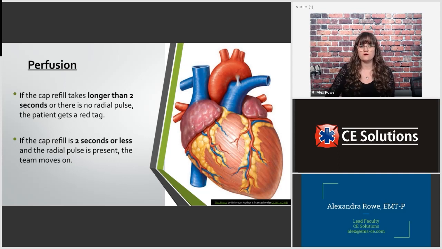Other things that can help you tell their perfusion status would be cap refill. It's not the most reliable tool, say for like elderly patients, but it is one of those things combined with other assessments that can determine their perfusion status. So if a cap refill takes longer than 2 seconds or there's no radial pulse, then the patient gets a red tag, right? Most likely in that patient, there's still a present carotid. If the cap refill is 2 seconds or less, there is a radial pulse, then we're going to move on and categorize per the injury, right? Because they're probably not in shock. So now we're going to look at their injuries. How significant are they? Can they move? That might determine between yellow and green.